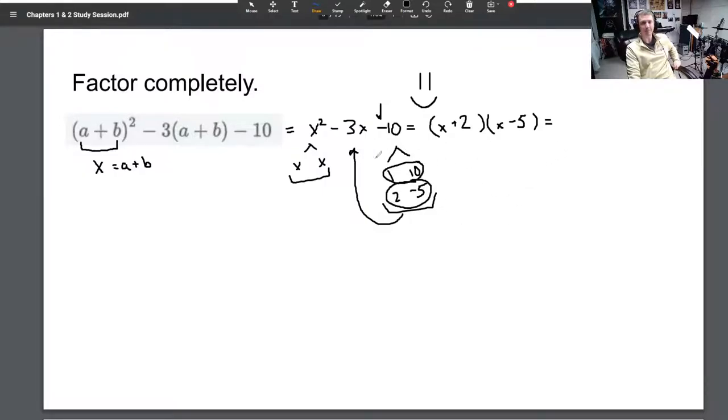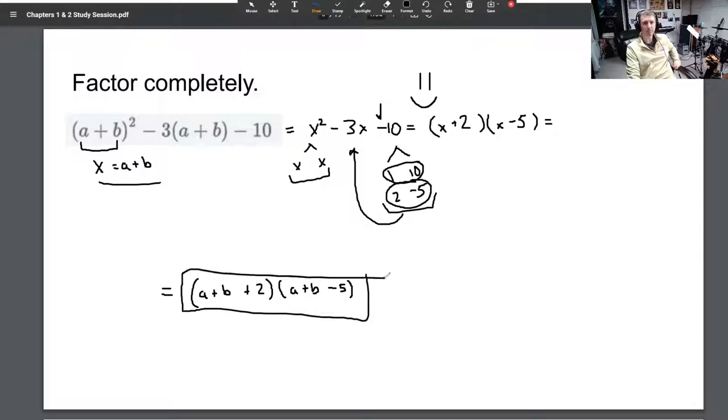All right, so the next thing for this problem, after we found this factorization with x, is to just replace x with what we defined it as. So what's our final thing here? We've got x, which is a plus b, plus 2 times x, which is a plus b, minus 5. And that's it. This is called a substitution trick.